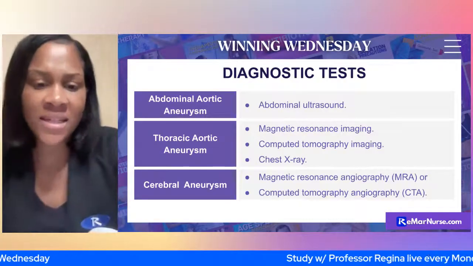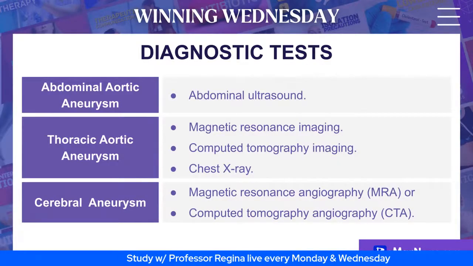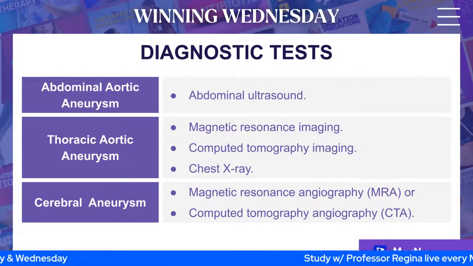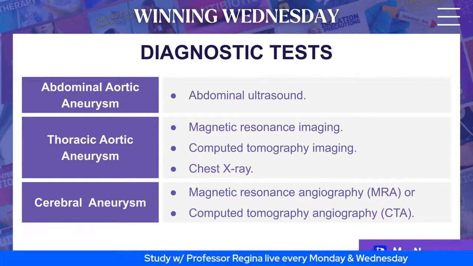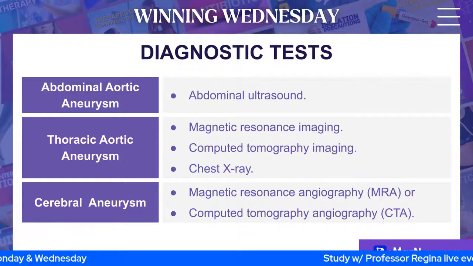The diagnostic test here, let me see if I can just make it a little bigger. So if you're having a triple A in your patient, you would do an abdominal ultrasound. For the thoracic aortic aneurysm, you can see that upon an MRI or CT or chest X-ray. Cerebral aneurysm, an MRA or a CTA. Okay.